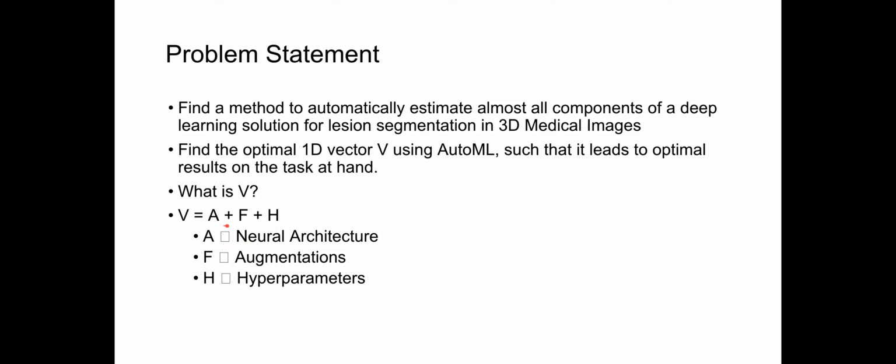We will look into this in detail in the next slides. So for this problem, the main thing is you have to find a vector V that represents all the components of the deep learning solution, and with that, you can perform lesion segmentation.